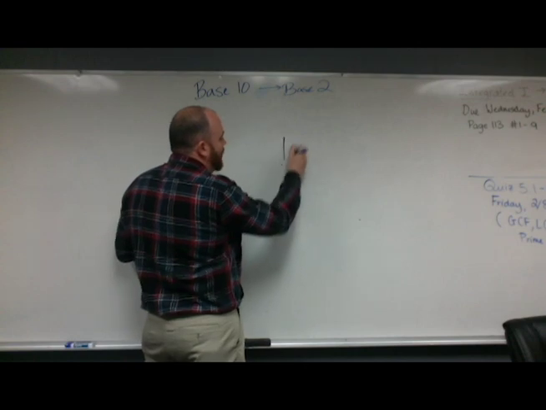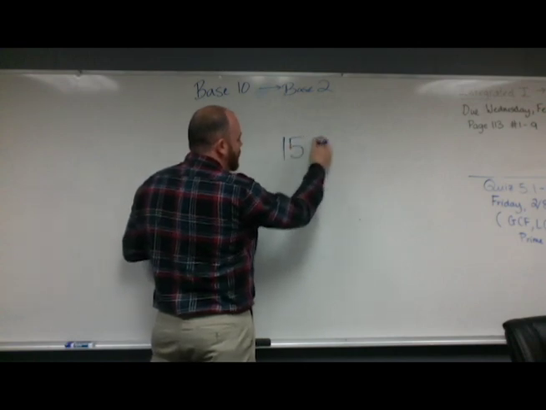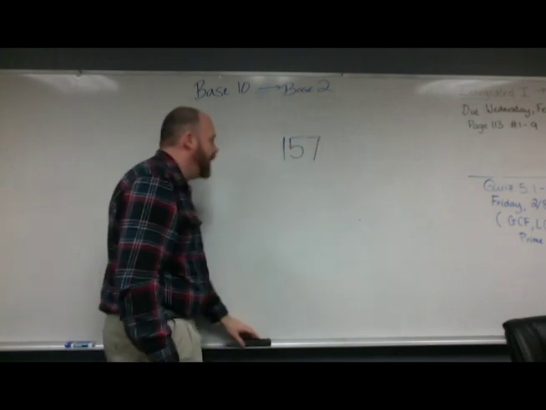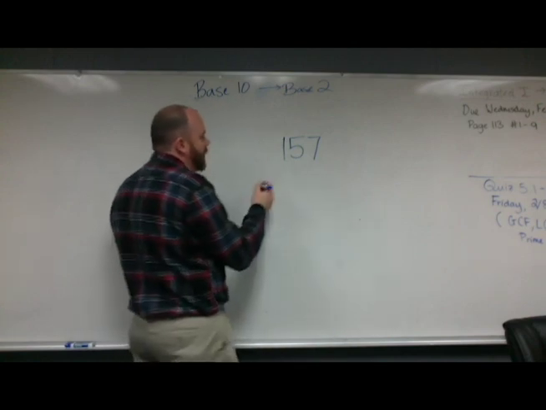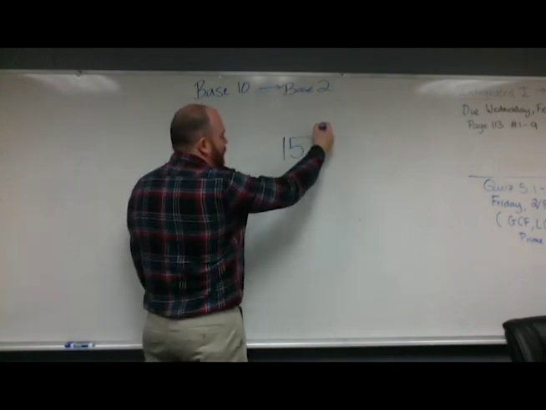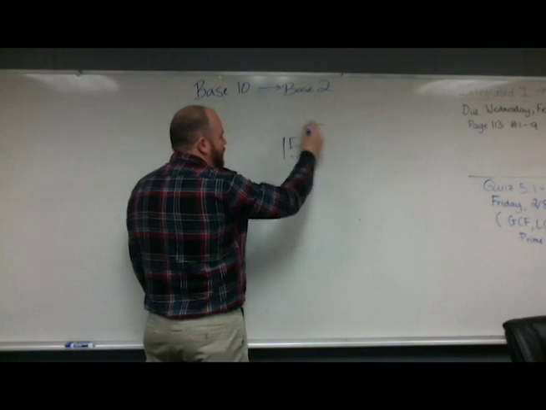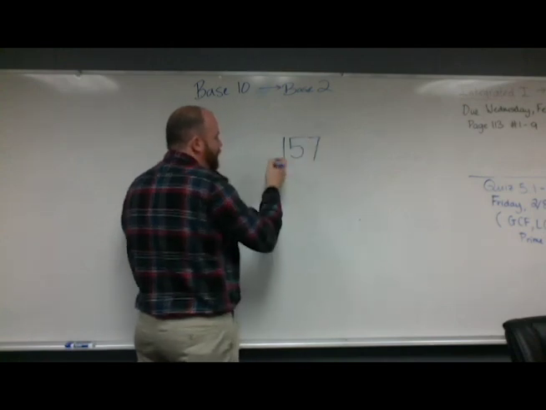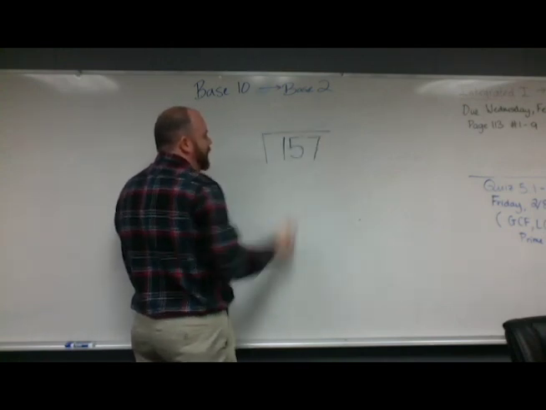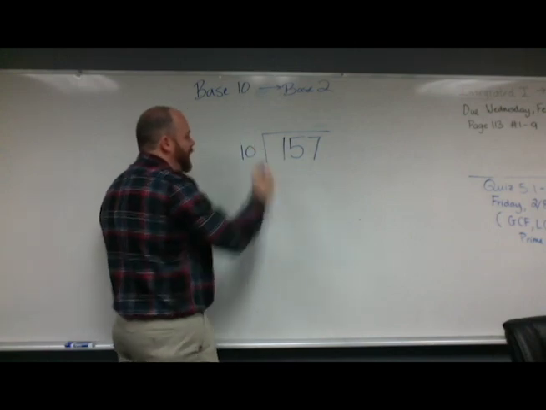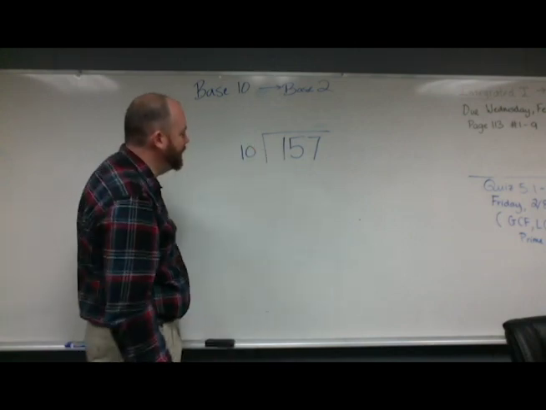So let's just say the number we have is 157. Okay? How do we understand that? Like, what does this mean? We already went through by saying, this is the ones place, this is the tens place, and that kind of thing. I just want to show you one other thing that you can do, and that is, what if I was to divide this number by its base? So I'm going to divide this number by 10.